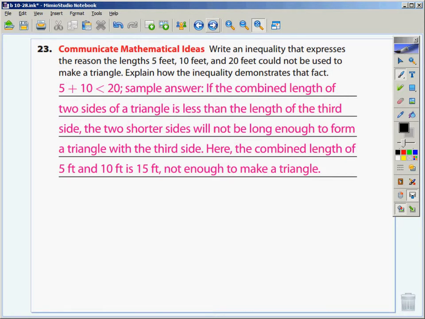Look, 23 is tricky if you don't know this rule. And if you think about it, it makes sense.